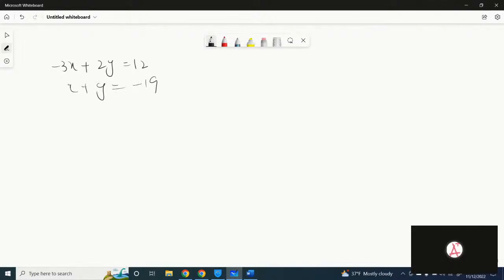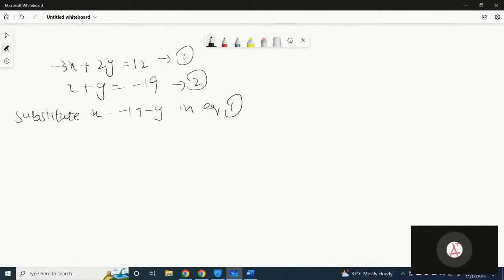So let's find the value of x from equation 2. x equals negative 19 minus y, and substitute this value in equation number 1. That's the substitution method. Just replace x with the value. It would be negative 3 times negative 19 minus y, plus 2y equals 12.